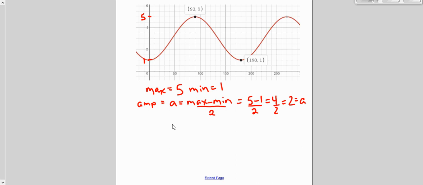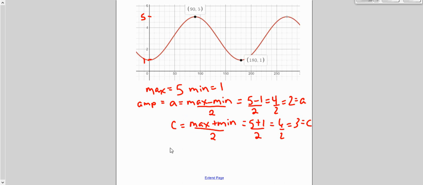All right, the next thing that we can solve for is our C value. So your C value is your sinusoidal axis. It's the line at which it cuts your graph in half. And to figure that out, we can take our max plus our min and divide by 2. So 5 plus 1 divided by 2, which equals 6 over 2, which equals 3. So now we have our C value.